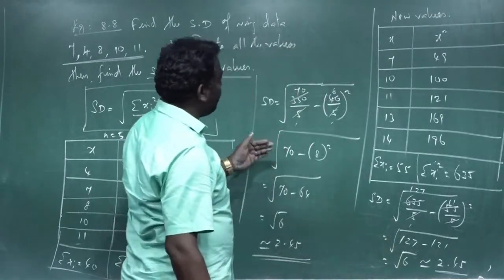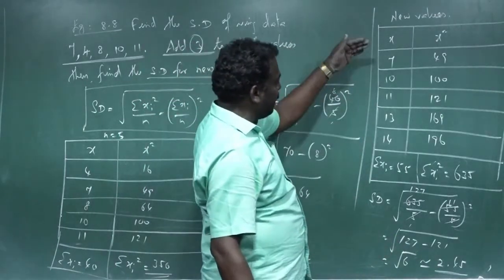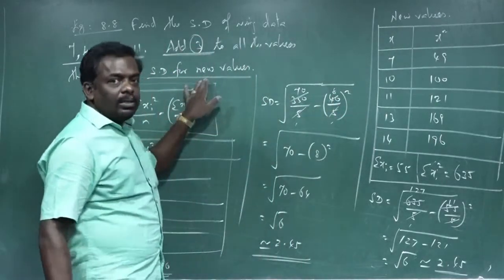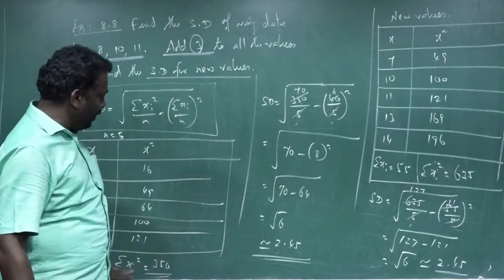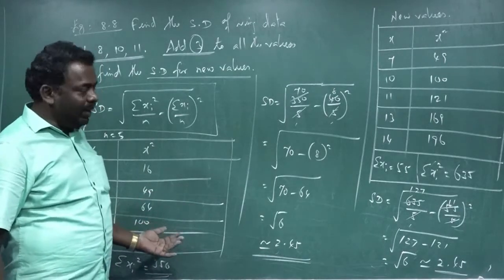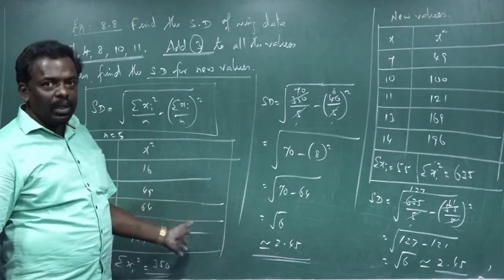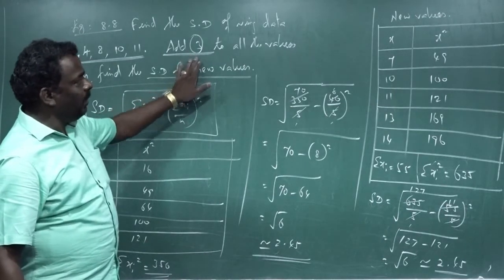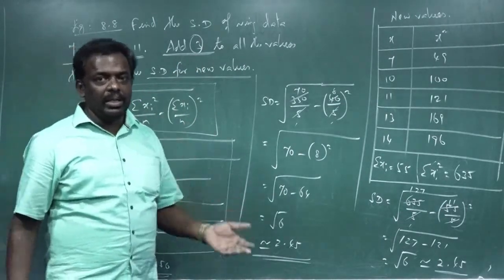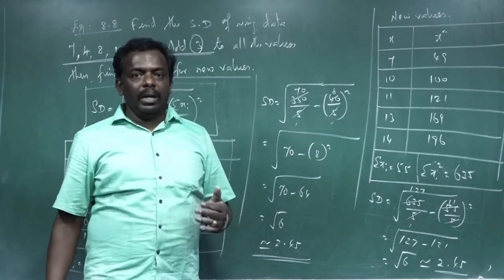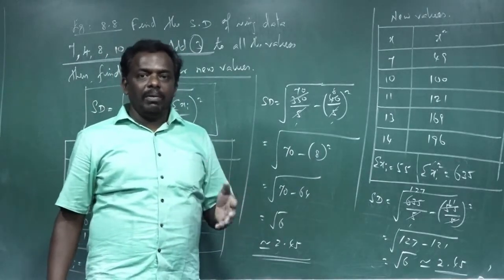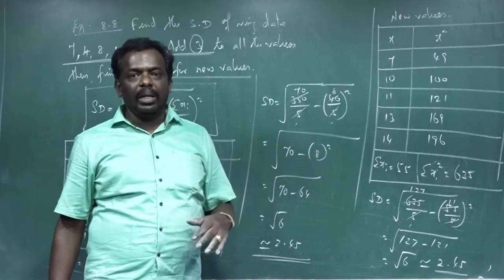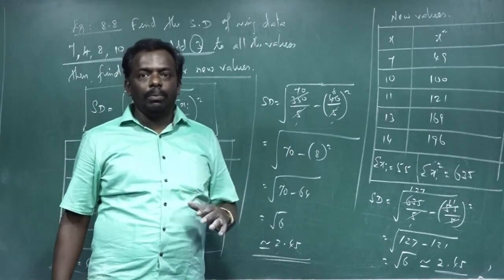If you add 3 to each term, that is increasing the terms or decreasing the terms, the standard deviation will not change. Therefore the old standard deviation and the new standard deviation are the same. Similarly for decreasing, that is subtracting any number from each term, the standard deviation also stays the same. Therefore, if we add, subtract, increase or decrease, the standard deviation does not change.